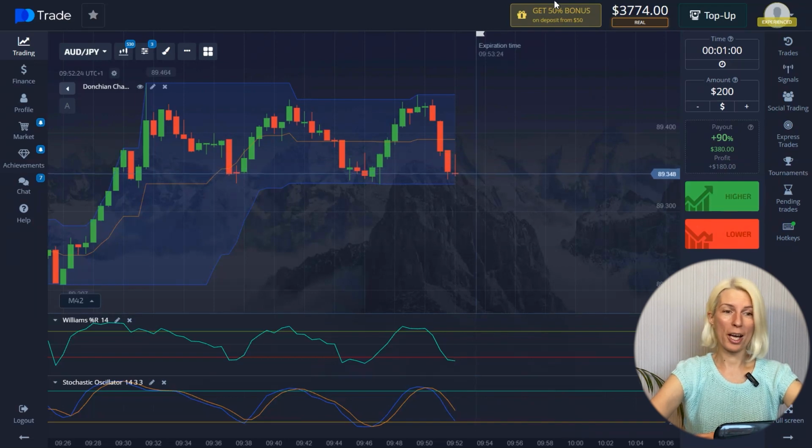And with this trade, our trading session comes to an end for today. Let's recap the results. We made 6 successful trades and earned $1,080. And this is with the initial balance of $2,694, so we increased the deposit by 40% with minimal risk of losing the bet.